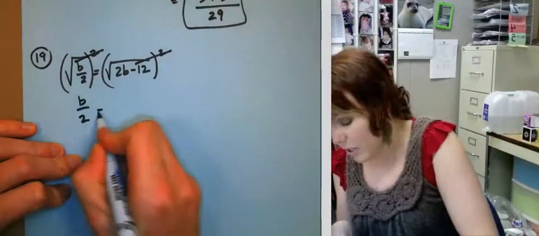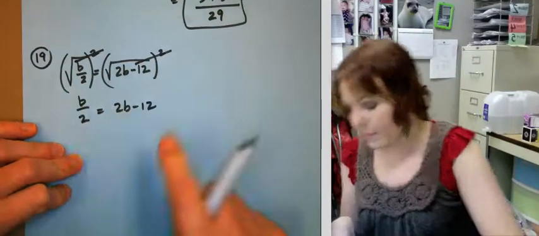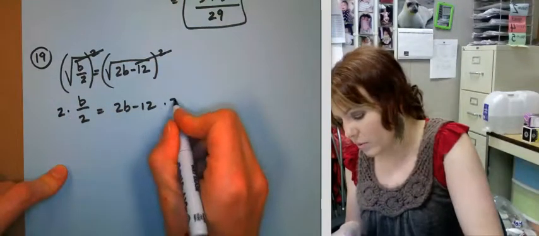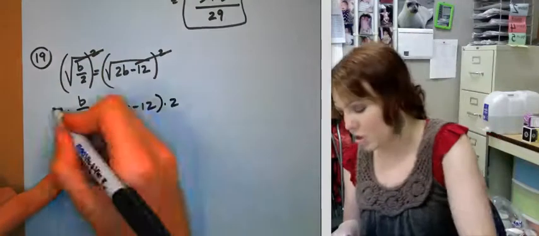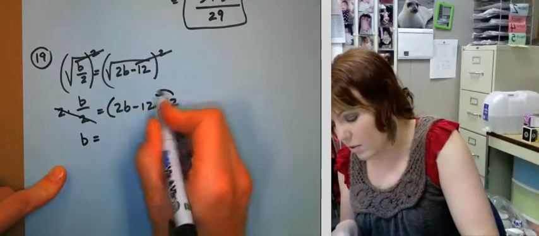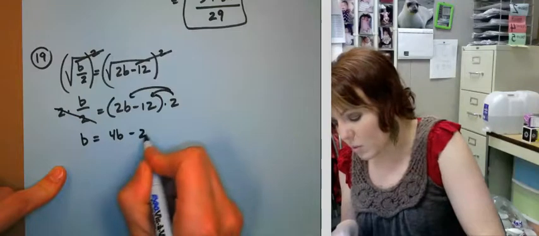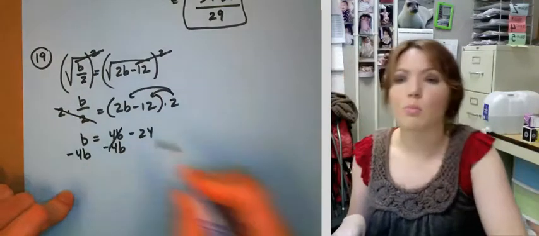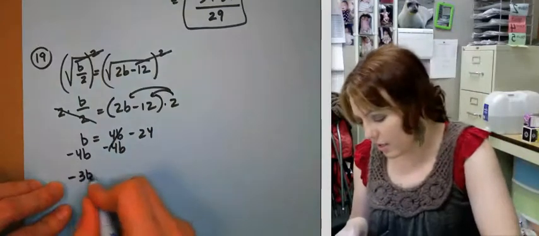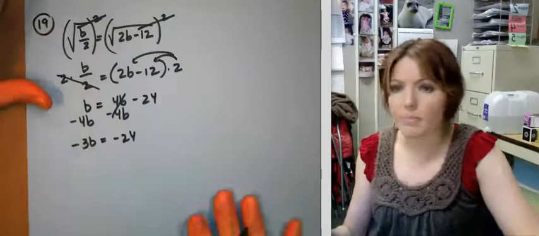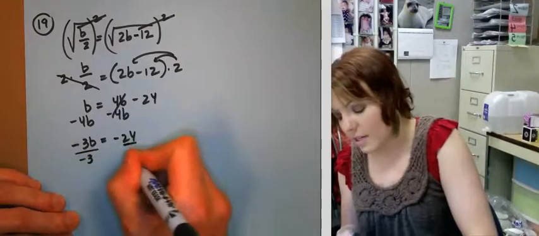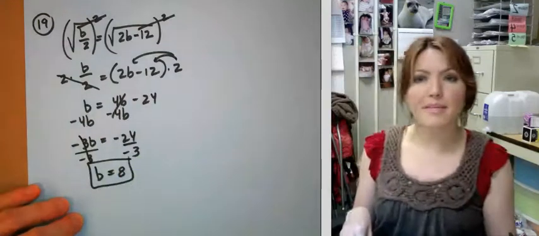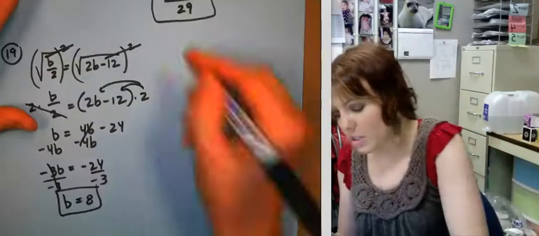b divided by 2 equals 2b minus 12. Okay, and then to get rid of this 2 on the bottom, we multiply both sides by 2. So this one we have to multiply everything by 2, so make sure you're paying attention to that. So b equals, if we distribute, 4b minus 24, and then, again, basic Algebra 1 level problem, just doing the opposite of what's being done until you have isolated the variable. So we have b equals 8. See? Not so bad.